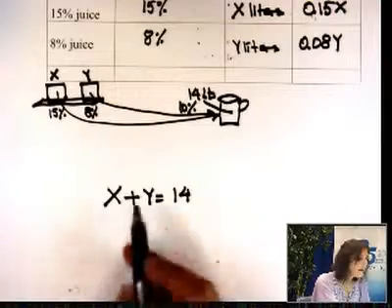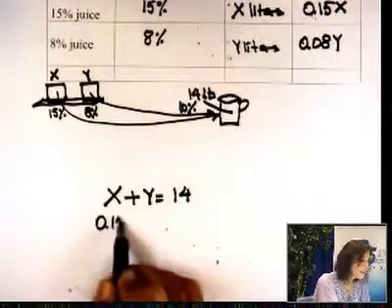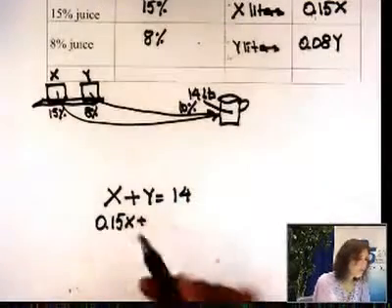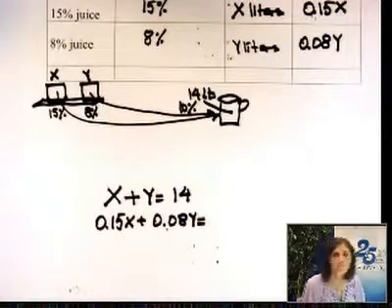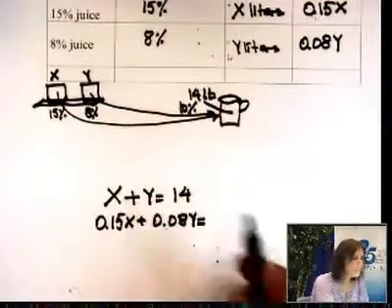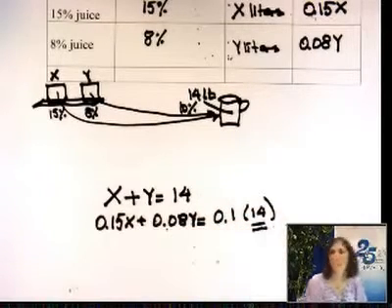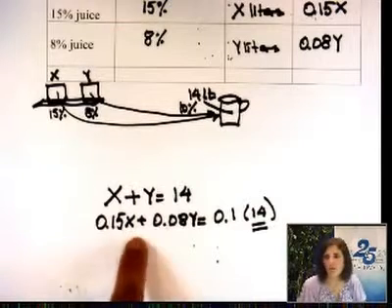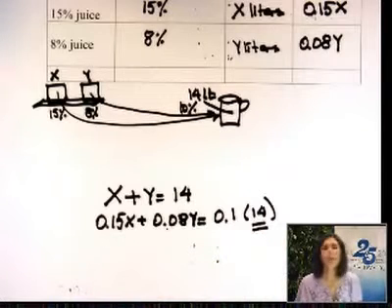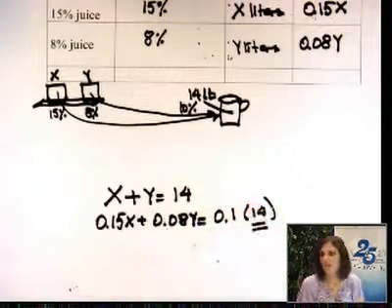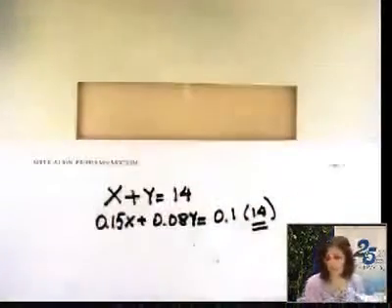Okay? So how much juice are we talking about? It was 0.15x. How much juice are we talking about? 0.08y. And how much juice is in this container? It is 10% of 14. Do not forget this. It is concentration times volume, concentration times volume, concentration times volume. You will have a tendency of not having this in there, so don't do that. So how do I do this? I'm going to do it with substitution.